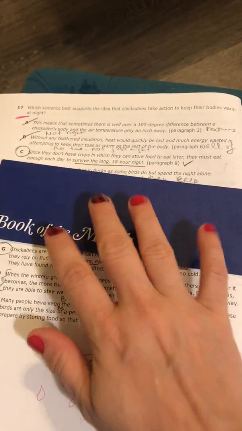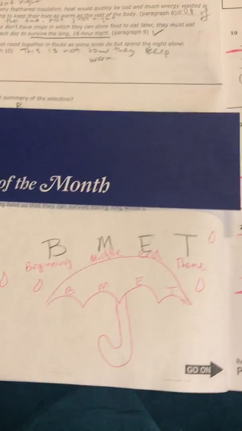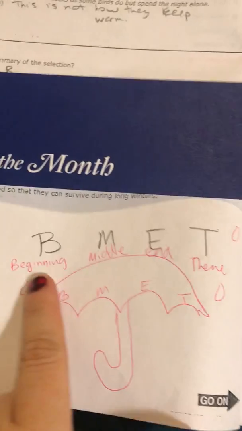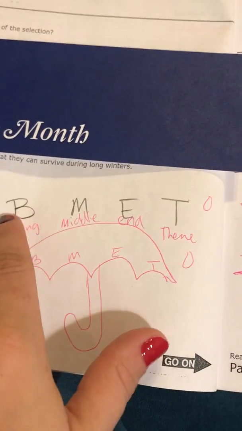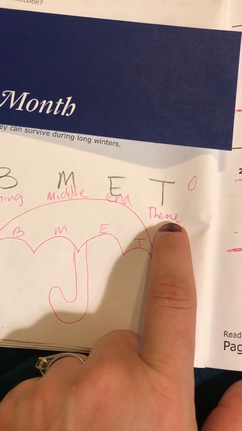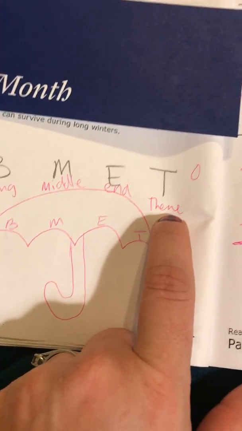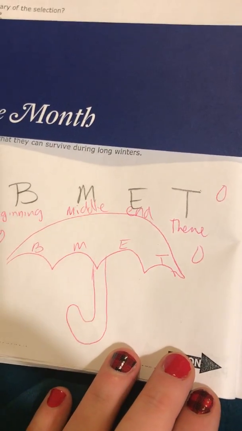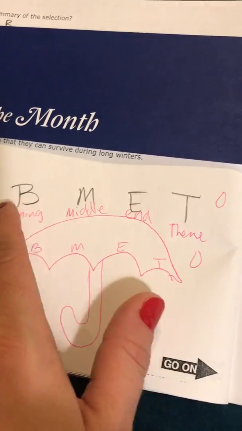Chicken wings. Okay, number 18, the best summary of the selection. I'm going to remind you of how we do these summary questions. We think of our umbrella that goes all the way across the story. Okay, we want it to have the beginning, the middle, the end, and it needs to have the theme. I forgot to put another hump on that M, but it's supposed to be theme. Theme is the overall message of the story, right? What the author's trying to get across to us. And so we want to make sure that our summary has the beginning, middle, end, and theme.